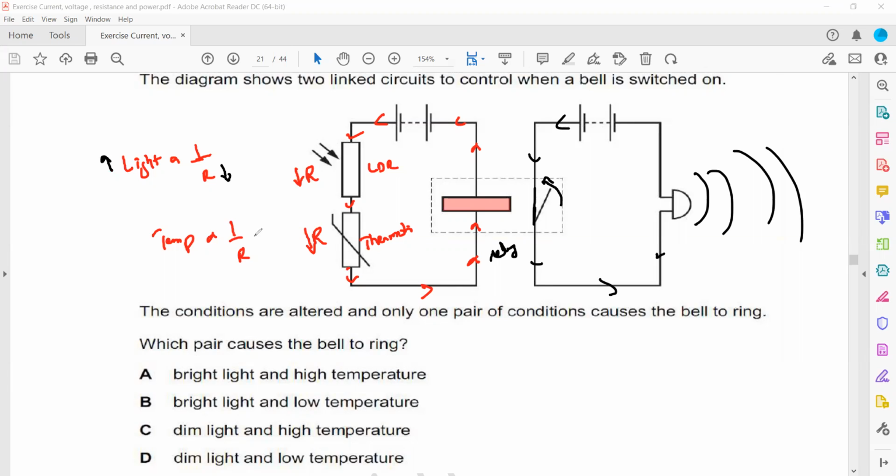And what about the thermistor? I want to reduce the resistance of a thermistor. So if I want to reduce the resistance of a thermistor, I should increase the temperature. So we should increase the temperature and we should increase the light intensity. Both components will have low resistance and there will be a current in the circuit which causes this relay to work. So which pair causes the bell to ring? If we use a bright light, like more light, and we use a high temperature, the bell starts to ring. So A will be the right answer.